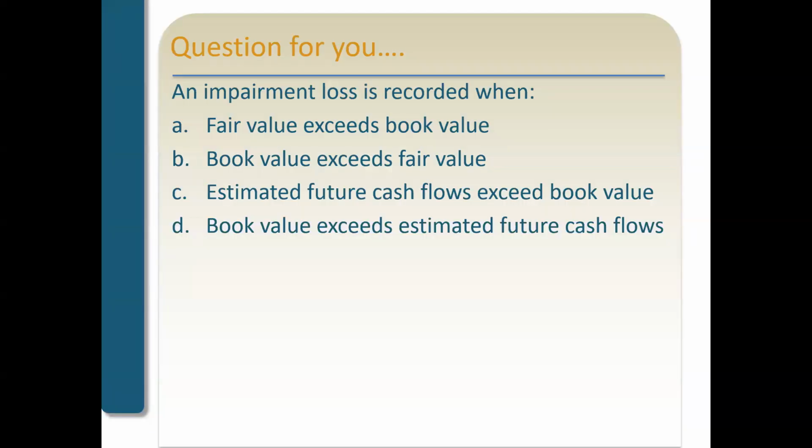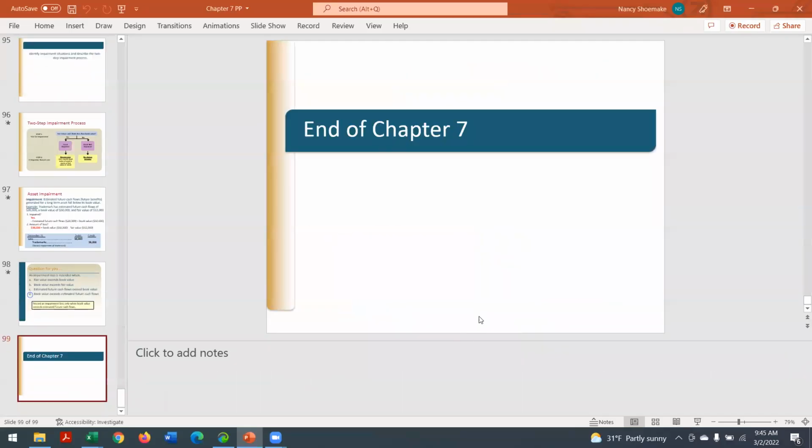Okay. An impairment loss is recorded when the book value exceeds the estimated future cash flows. Okay, so that's it for this chapter.